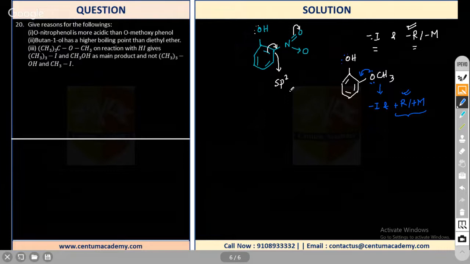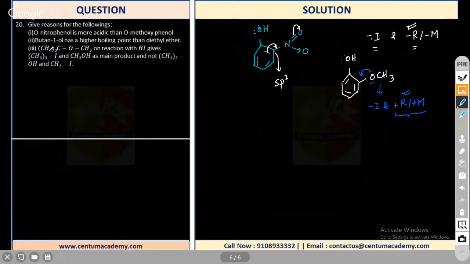Alkyl halide having a smaller. Which question were you asking? Which one? Sai Premnath, which question? Oh, the third one. Okay, I'm coming to that. Why does this butanol have a higher boiling point than diethyl ether? Because of hydrogen bonding. Okay, that we have already discussed. Now the third one we'll discuss.